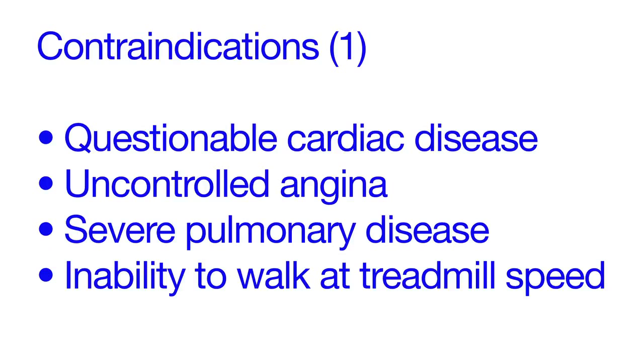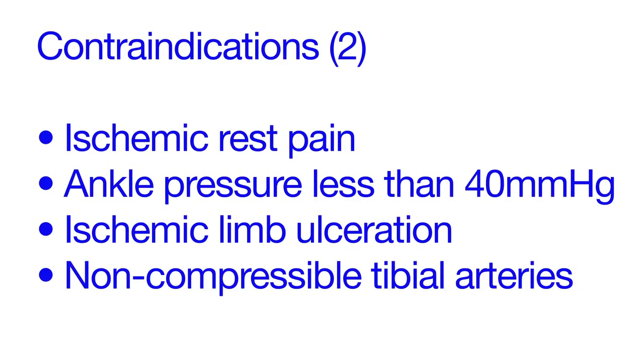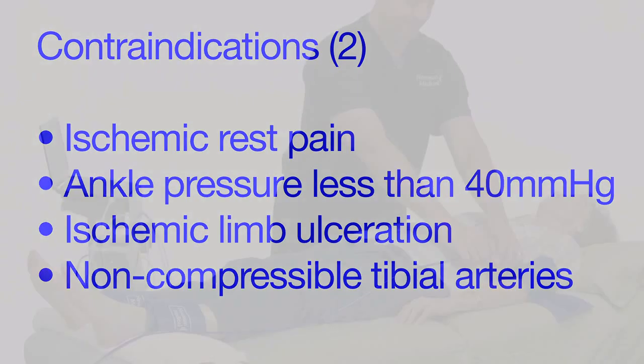Some contraindications include known or questionable cardiac disease, uncontrolled angina, or severe pulmonary disease. Others are an inability to ambulate at treadmill speed, ischemic rest pain, ankle pressure less than 40 millimeters, ischemic limb ulceration, or non-compressible tibial arteries.